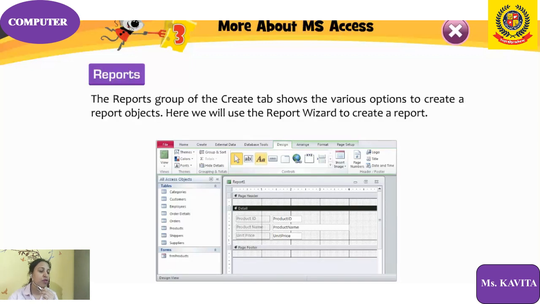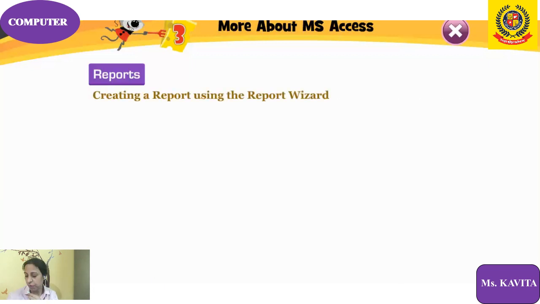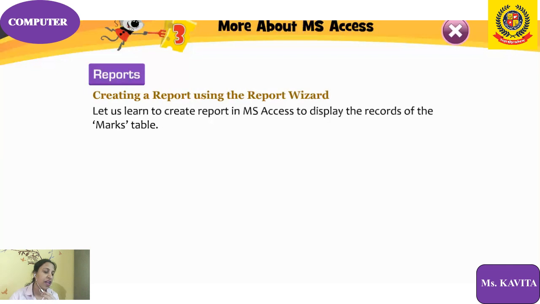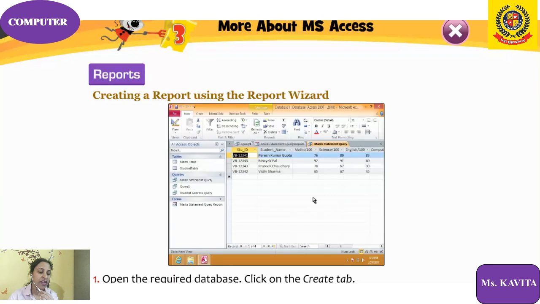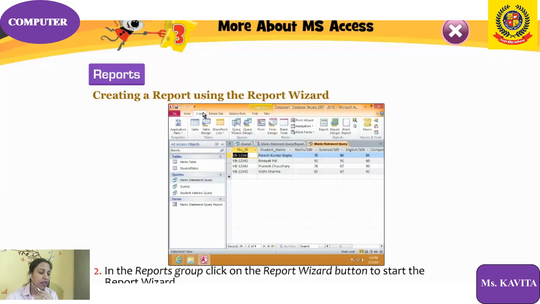The reports group of the create tab shows the various options to create report objects. So here we will use the report wizard to create a report. Creating a report using report wizard. Let us learn how to create a report in MS Access. To display the records of the marks table, open the required database, click on the create tab.